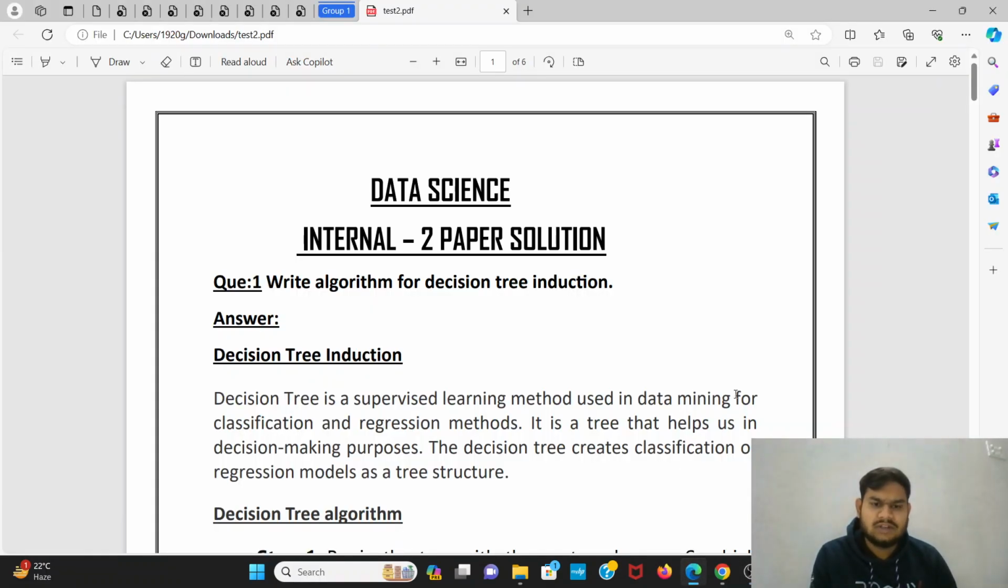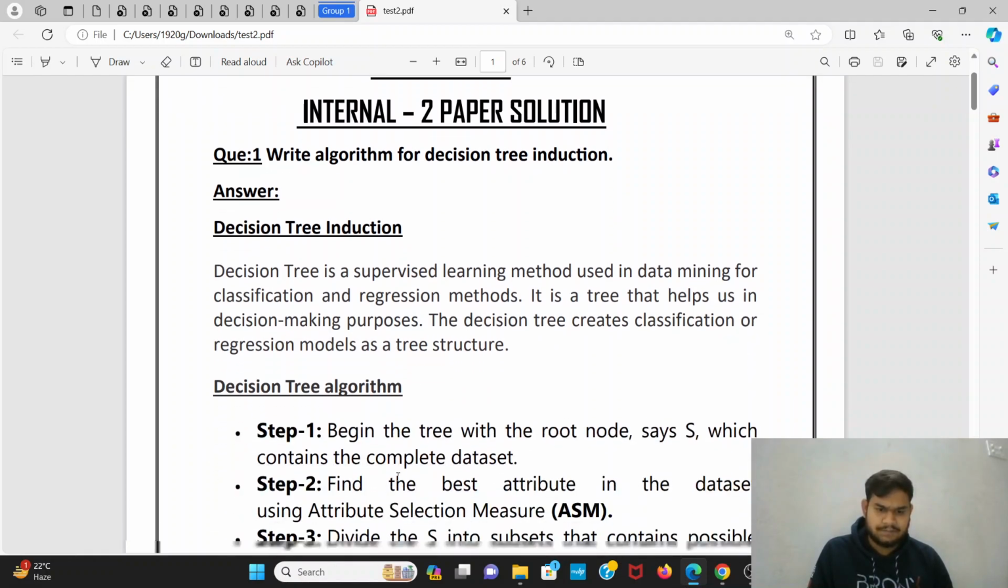In this video, we are going to discuss the data science second internal paper. Question 1. Write algorithm for decision tree induction. Answer. Decision tree induction. Decision tree is a supervised learning method used in data mining for classification and regression methods. It is a tree that helps us in a decision-making process. The decision tree creates classification or regression models as a tree structure.